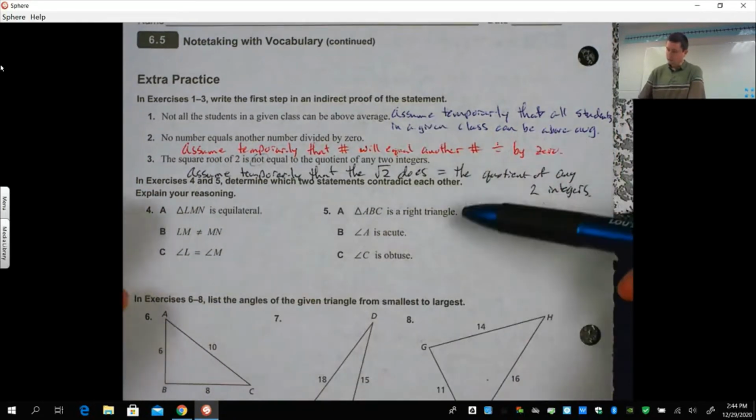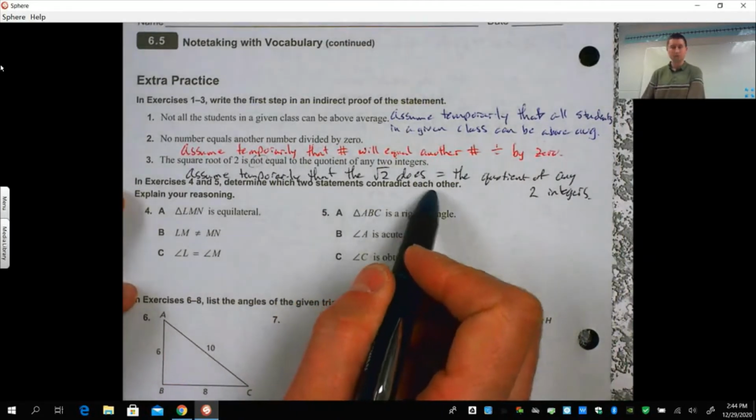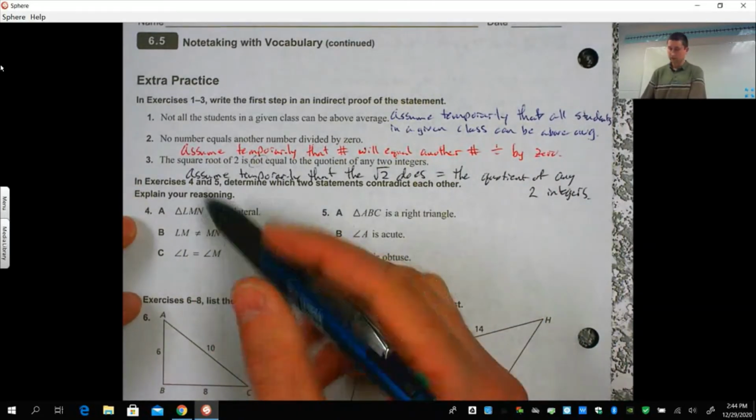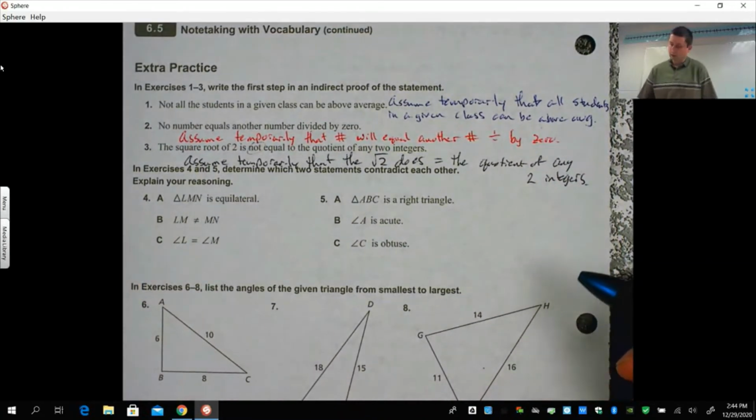Okay, indirect proof, second set of questions that you'll have. It says, determine which statements contradict each other. Explain your reasoning. So they give you three options here, and you have to say, okay, which ones of these three would contradict each other?